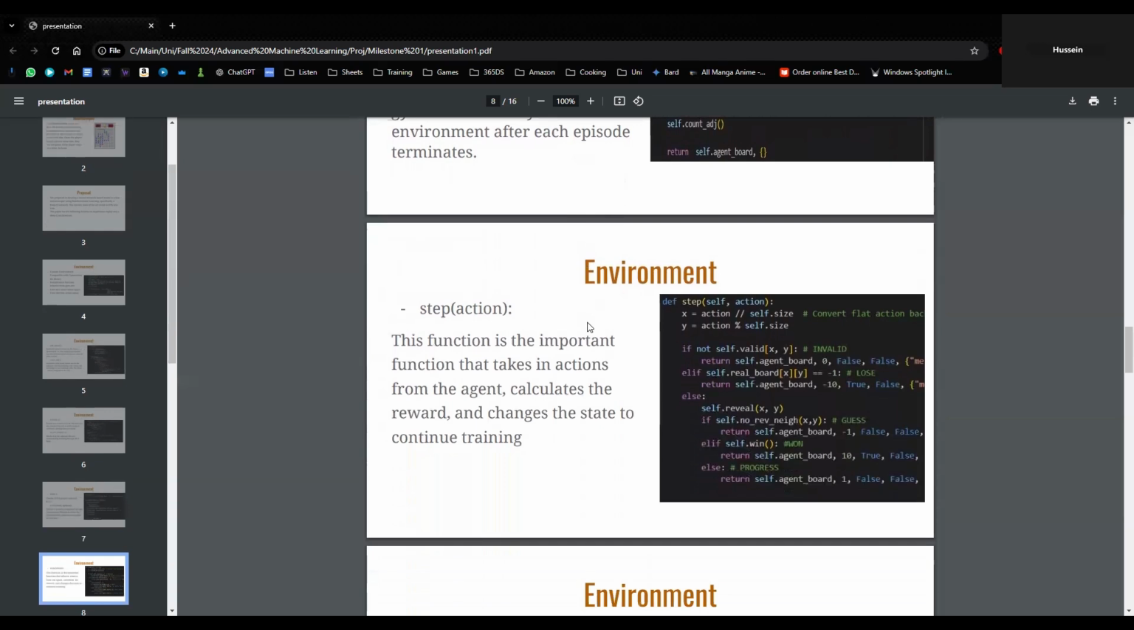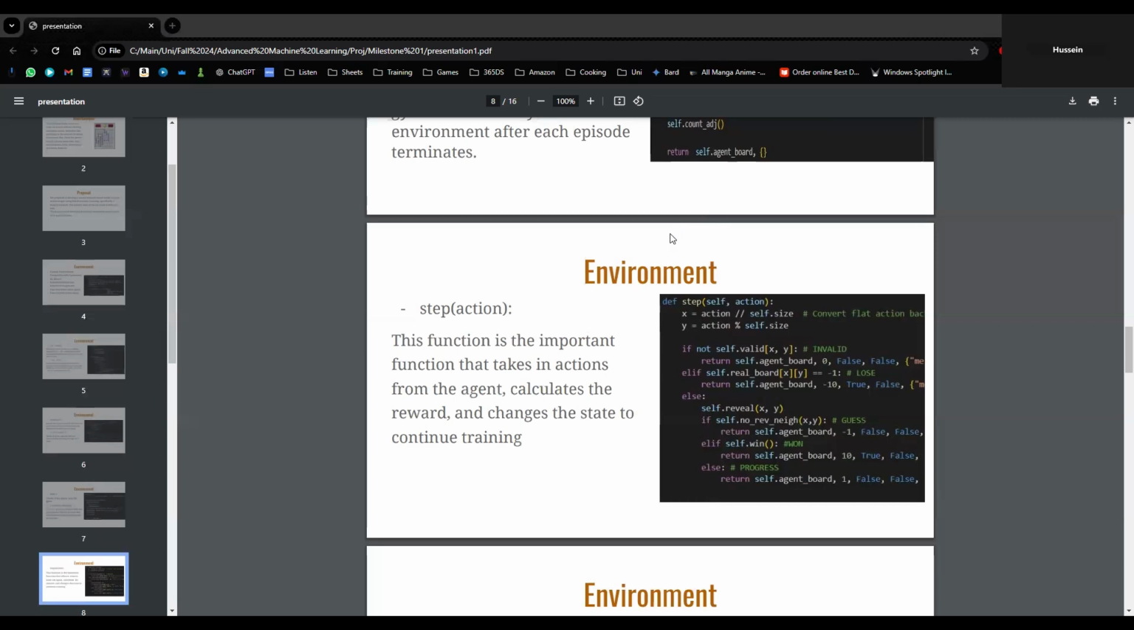The step function is another one of the required functions for the gymnasium environment. The step function is the heart of the agent's training. After the agent gives us an action, the step function takes in the action and converts it to a real action on our actual board, and then it calculates the reward based on what the agent did and updates the state and gives the reward and new state back to the agent.